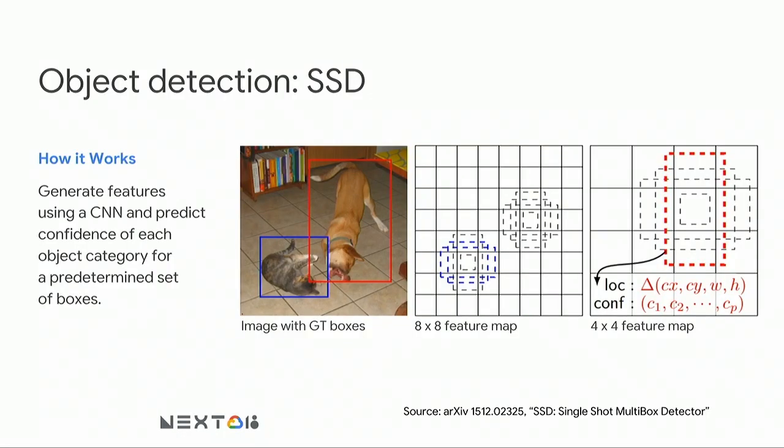How it works in one slide is this algorithm, as I said, predefines a set of boxes. Then for each of those boxes, it uses a convolutional neural net to generate a set of features, and finally predicts the confidence of whether or not that box contains the object of interest. So basically, it boils this search problem down into a classification problem.